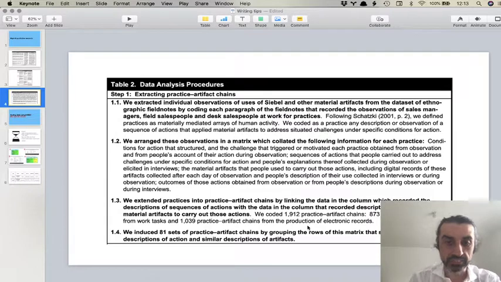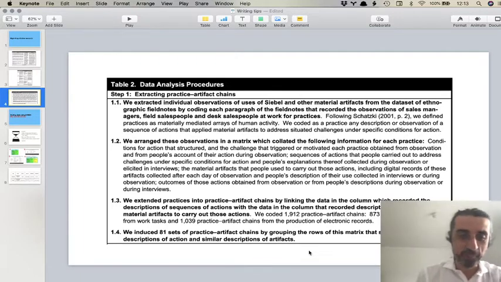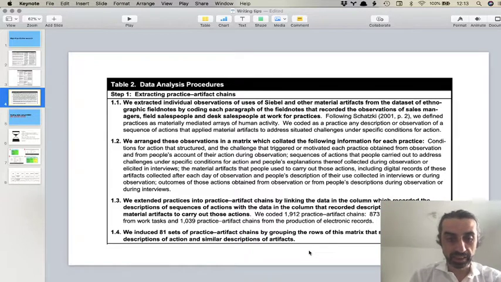Okay, and then basically I grouped this into 81 sets of practice artifact chains, just to reduce the data, to aggregate the data at a higher level that was easier to interpret, because it's very difficult to interpret 1,000 things. It is doable, but it is a little bit more difficult than interpreting 81. So I ended up with, let's say, a high order N of 81 from a low order N of almost 2,000. Okay, so basically this is how you do it, right?